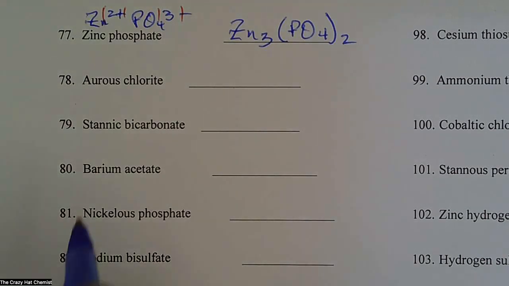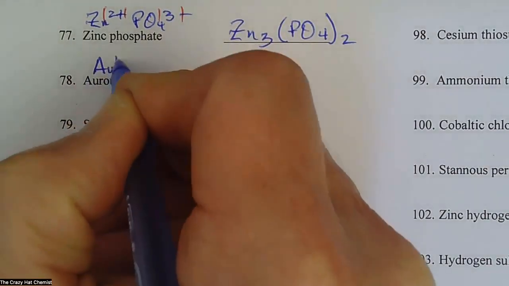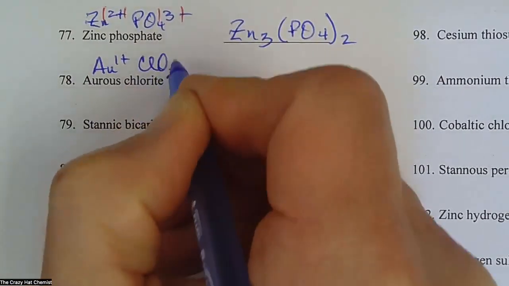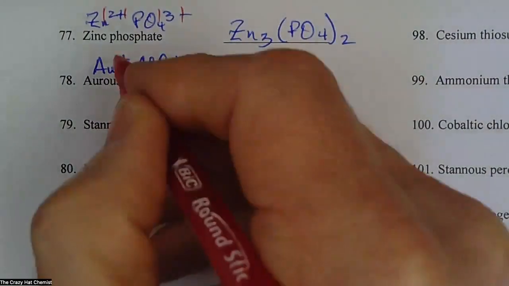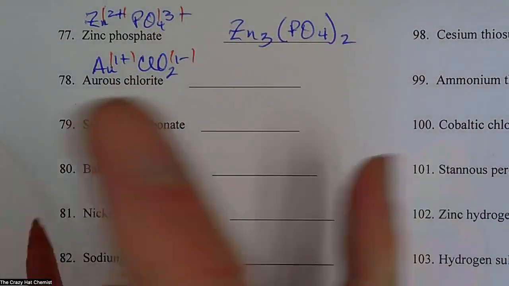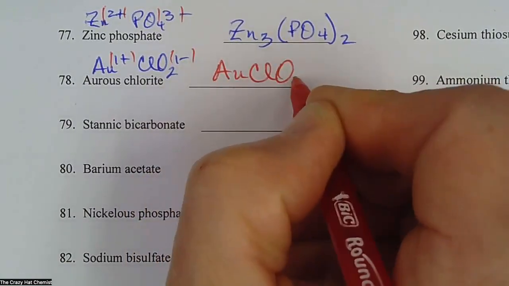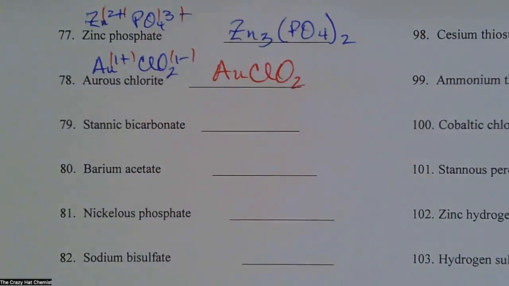The next one we have is auric, that's Au with a 1 plus, and chlorite, that's ClO2 1 minus. Take the absolute value of these two numbers, flip the numbers, bring it down, so you get AuClO2. And that's auric chlorite.